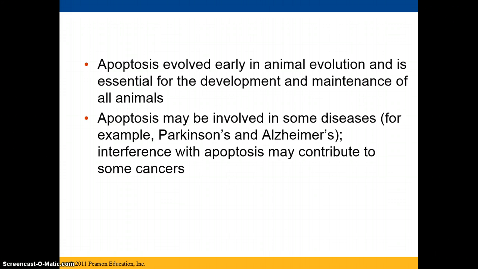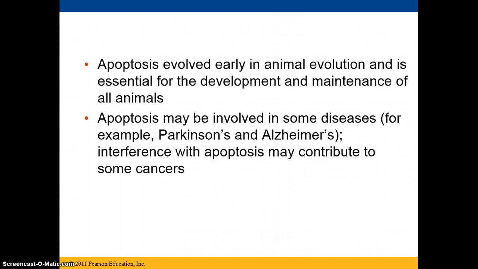So apoptosis evolved very early in animal evolution, and it is essential for the development and maintenance of all animals. So remember, I discussed the removal of the webbing between the fingers and the toes in a human. That's one example. And the growth of a tail or not. For example, when you look at evolutionary images of various embryos, some of which I believe were showed in a living environment.